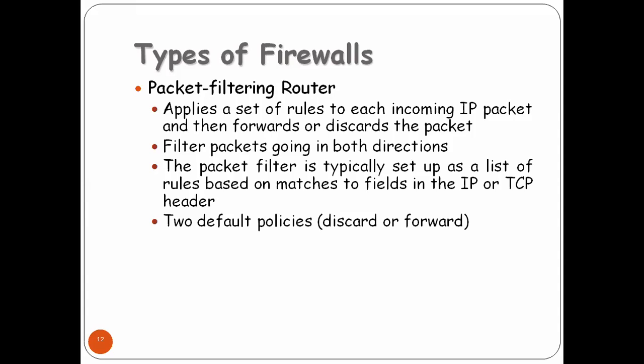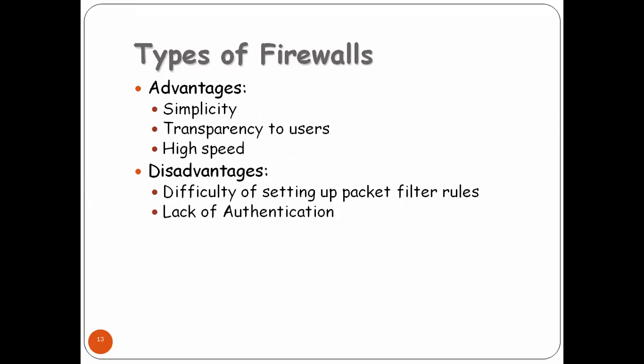Through the IP address, when we want to check the data with headers, each and every TCP or IP or whatever data should have a header. So the header information is also checked to see whether the filter is properly done or not. The default policies are discard or forward, so only two things are there. If it is accessible, it is forwarded. When it is not accessible, it is discarded. So that is the two.